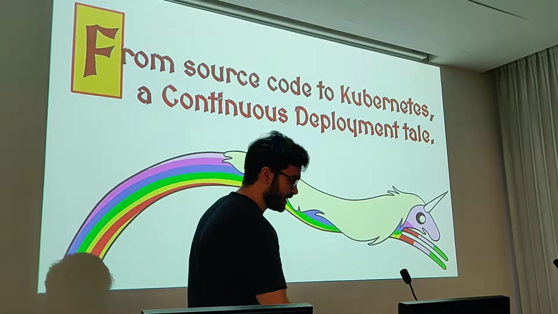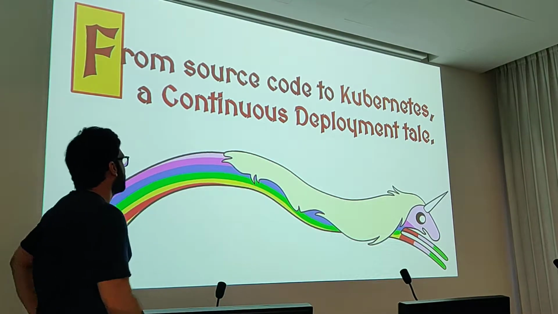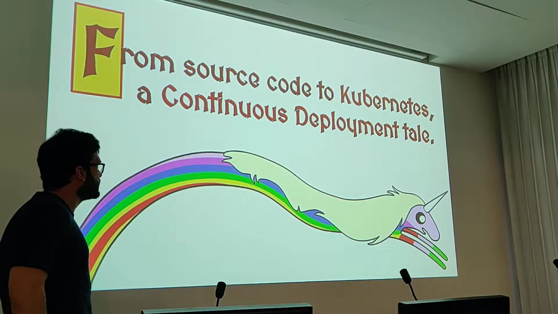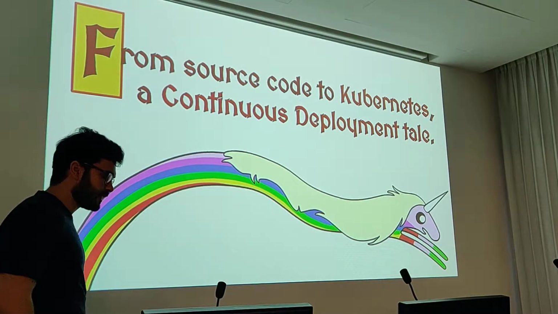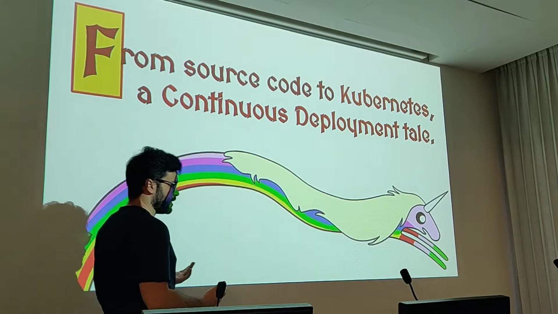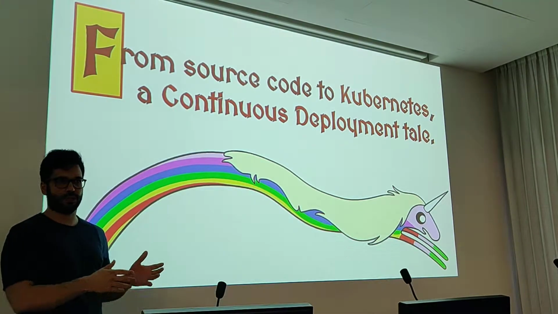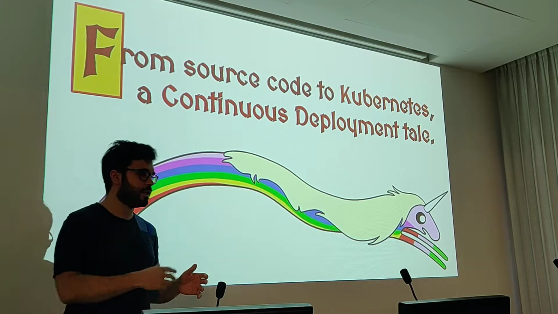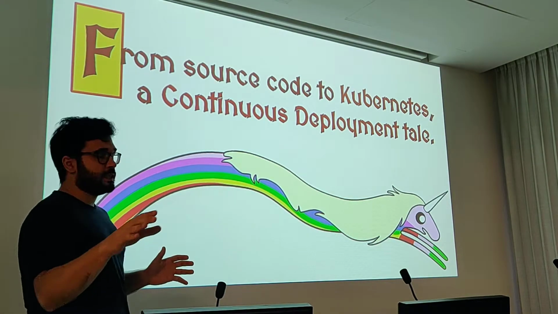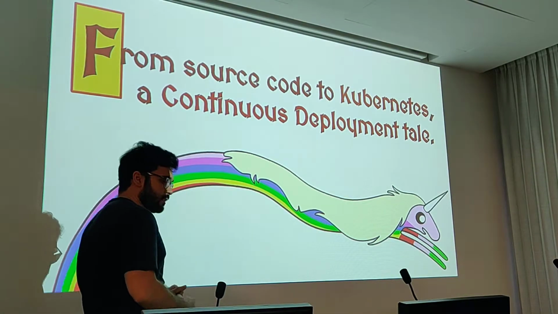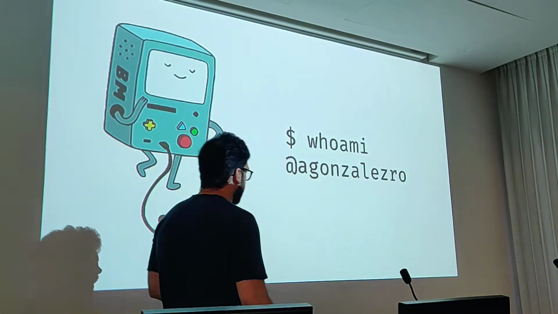My talk is called From Source Code to Kubernetes, a continuous deployment tale. And I call it a tale because what I'm going to do is explain the whole process from when you have your source code in GitHub or Bitbucket or whatever you use, until you end up with it in Kubernetes. So let's start with it.